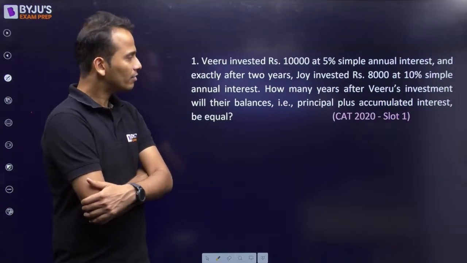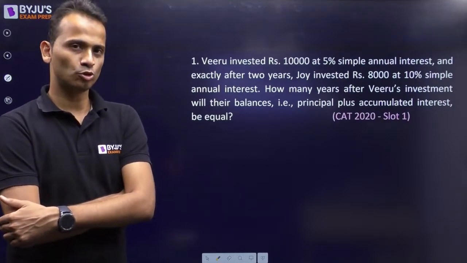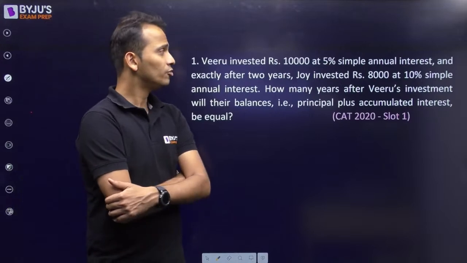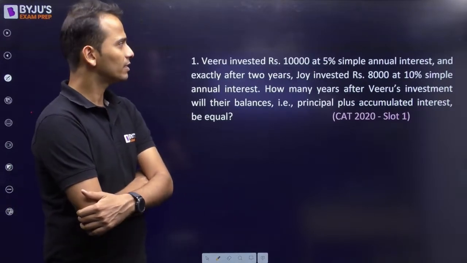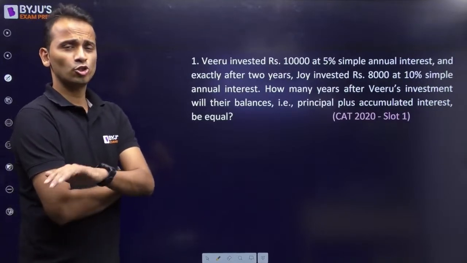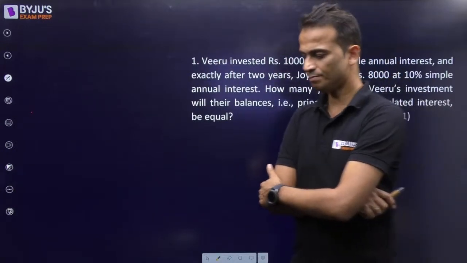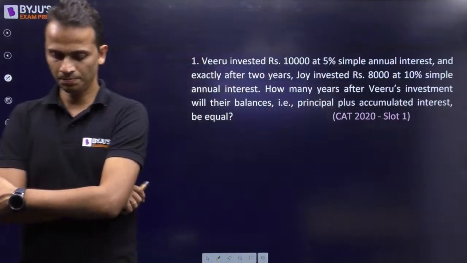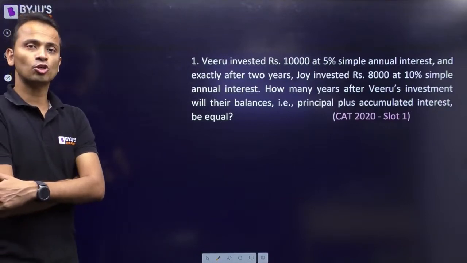I just have to calculate the amount for both of them. The interest is given as simple interest. It's not compound interest. So that is not a very difficult question. Any answers for this? All right, let's start solving this one.